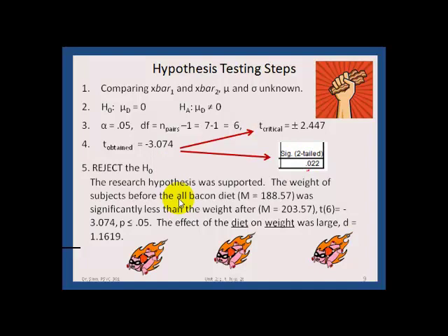We would say the research hypothesis was supported: the weight of subjects before the all-bacon diet, blah, was significantly less than the weight after, blah, and then summarize the statistic. T with 6 degrees of freedom is equal to such and such. The effect of diet on weight was large. D is equal to 1.1619. And just to be clear, as you might surmise by having somebody eat an all-bacon diet, the scores before are lower than the scores after. And that's why you have a negative T, because you're taking this minus this bigger number and it makes it negative.